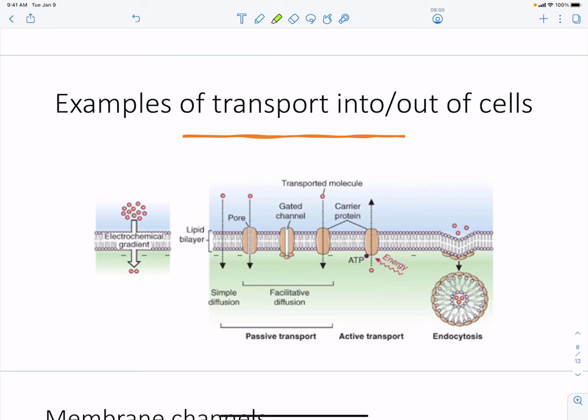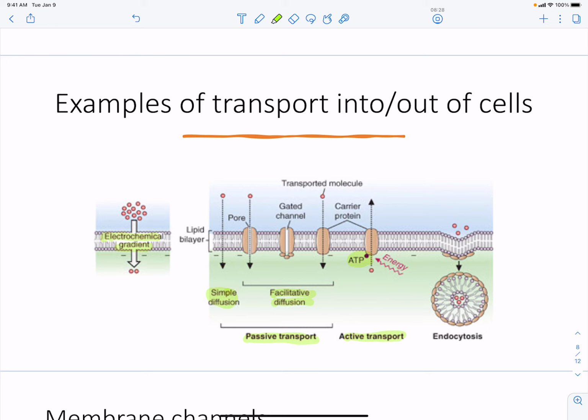And so you're also going to have other types of transports. You're going to have transport that's going to generate an electrochemical gradient. There are going to be transports that are passive, meaning that you do not need ATP. There are going to be transports that are active, in which you have to have ATP in order for the transport to occur. So sometimes the passive are going to include simple diffusion, or they can have facilitative diffusion.